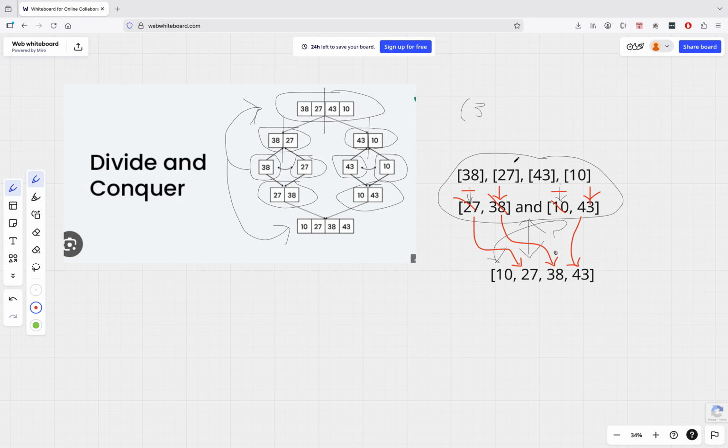We actually did this before with the simpler problem, except it was a lot simpler because you would just have one pointer here, one pointer here. It wouldn't even move. You just see 27 and 38. Bam. Same with here. 10 is less than 43. There's just nowhere to move the pointers because these arrays are size 1.